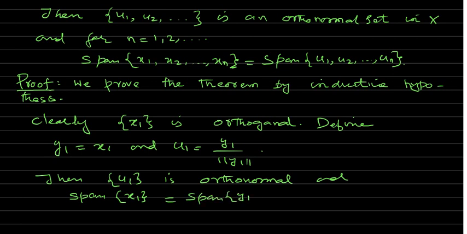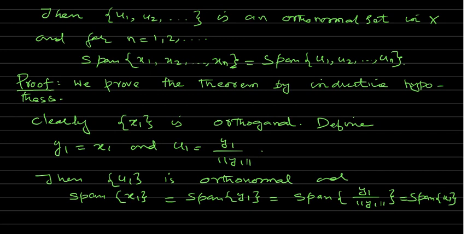x1 is same as y1, and that is same as span of any scalar multiple of y1, because span will not change if you multiply by any scalar. So it's same as span of y1 divided by norm y1, and that's equal to span of u1. So that means span of x1 is same as span of u1, but now u1 is a normal vector, so this set is an orthonormal set.